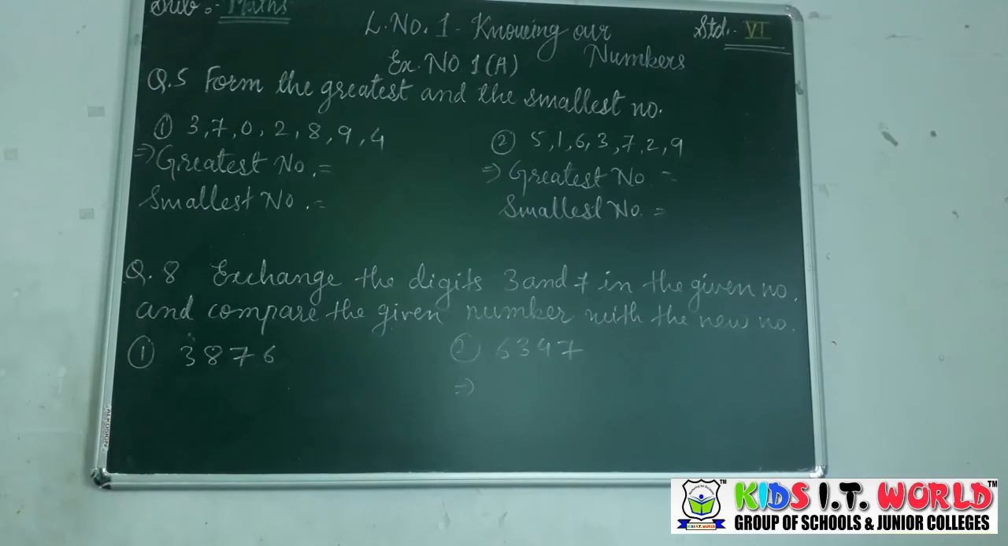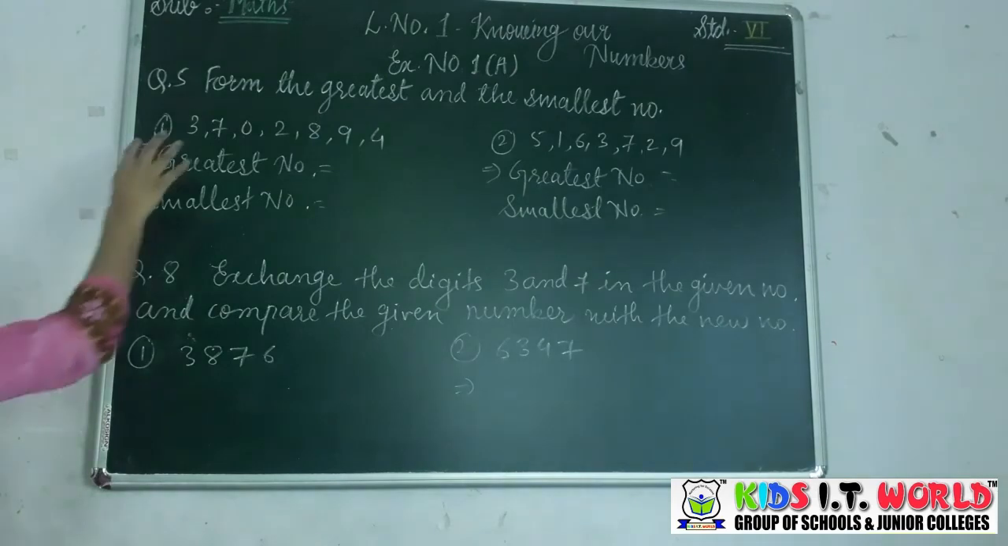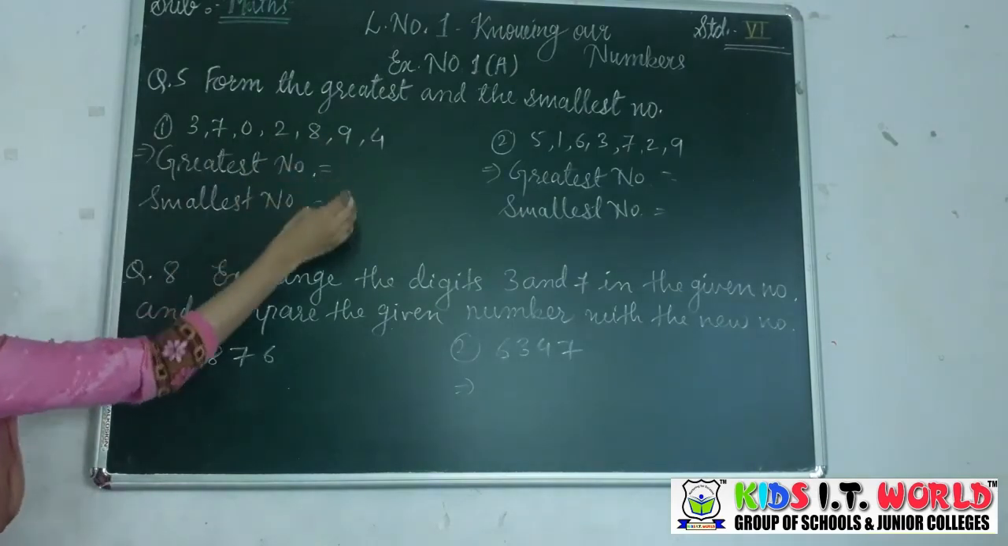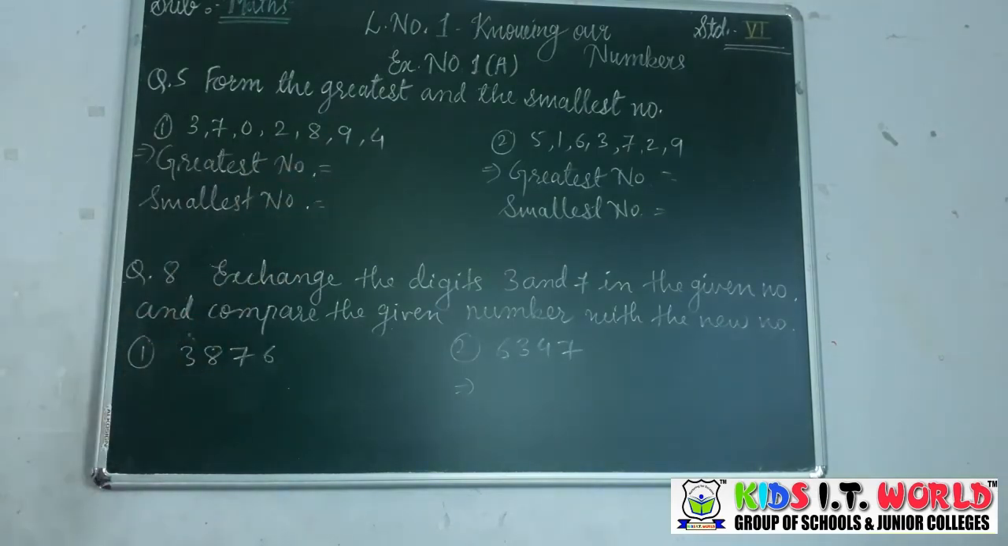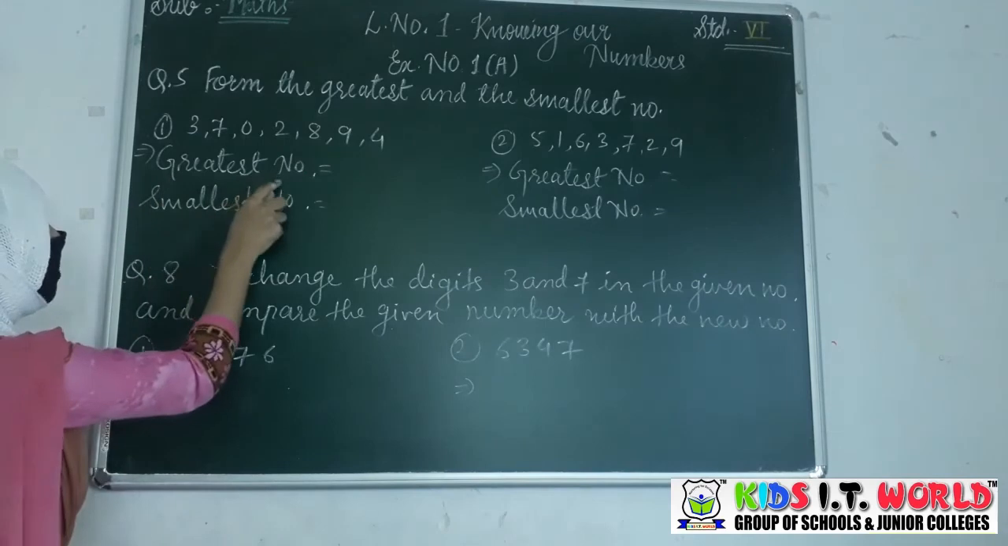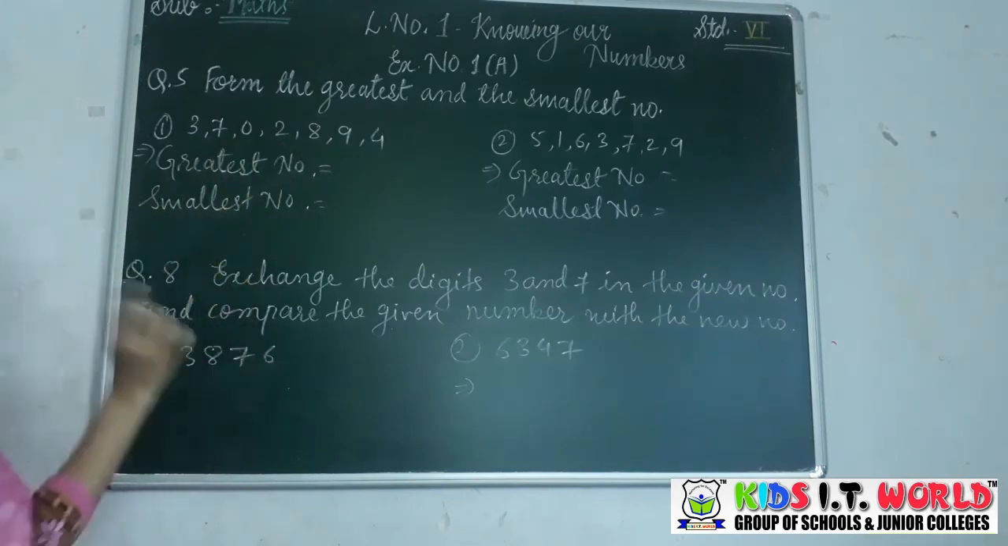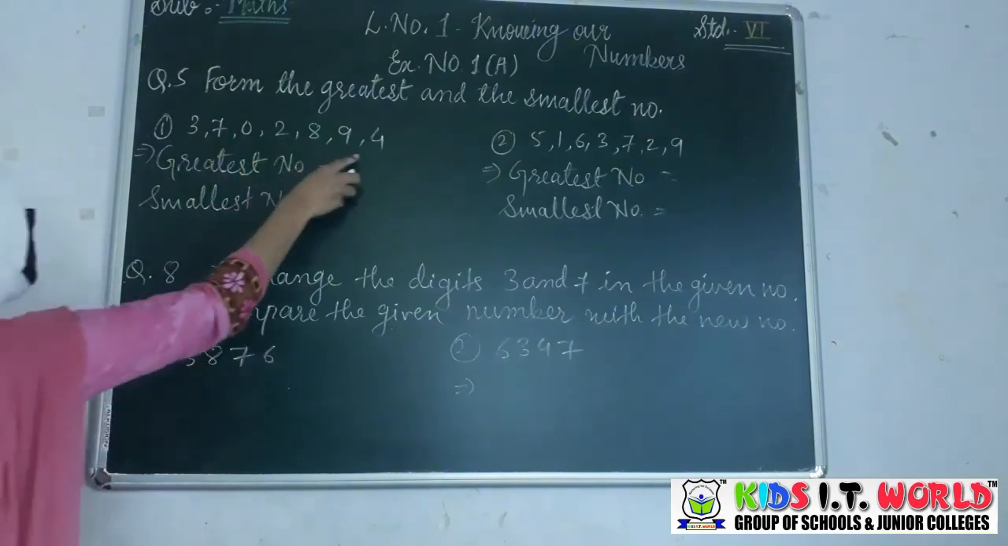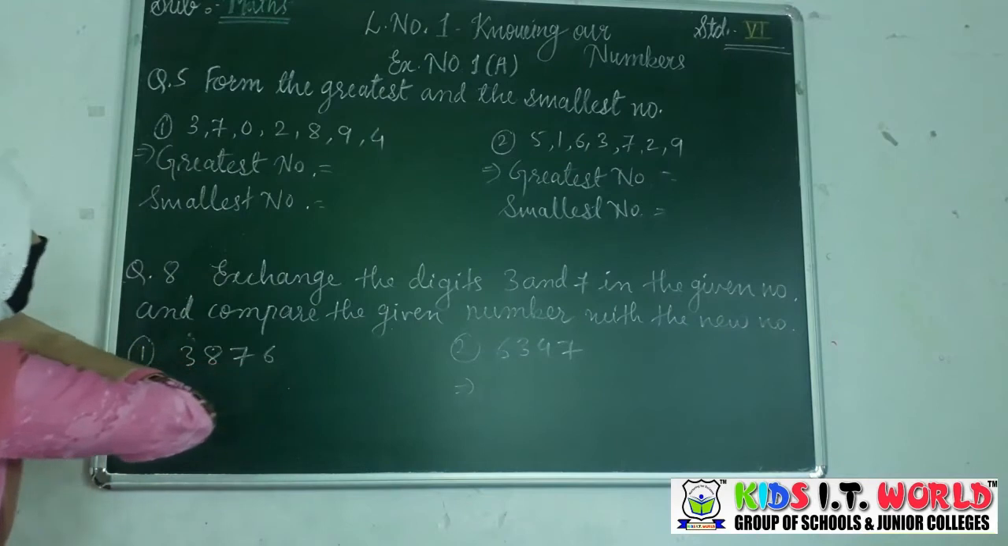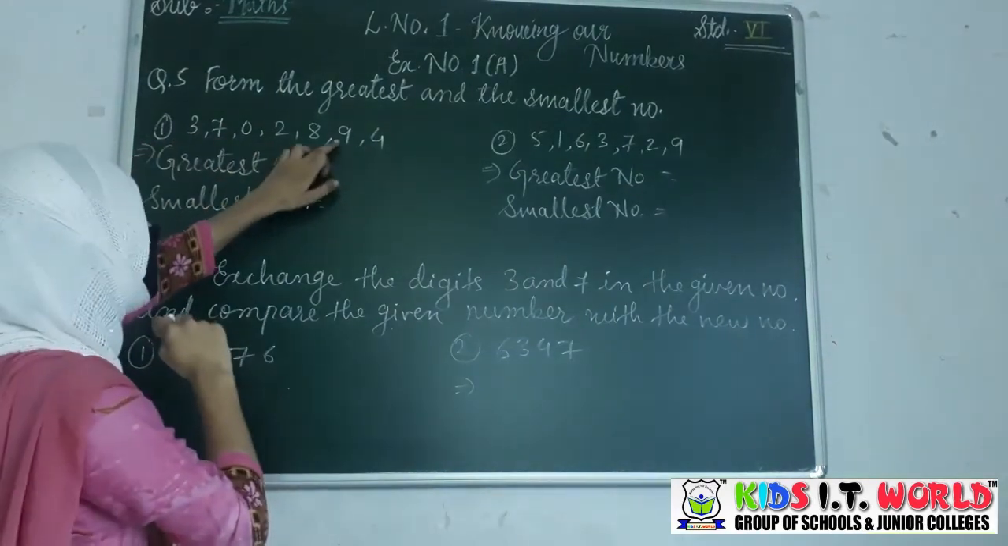Now here, the next question, form the greatest and the smallest number using the following digits. So here, different digits are given to you. You have to form a number using those digits, the greatest one and also the smallest one. So first of all, we will form the greatest number. So to form the greatest number, what will you do? The first thing, just see which is the greatest number in the given digits. So which is the greatest number in the given digits?